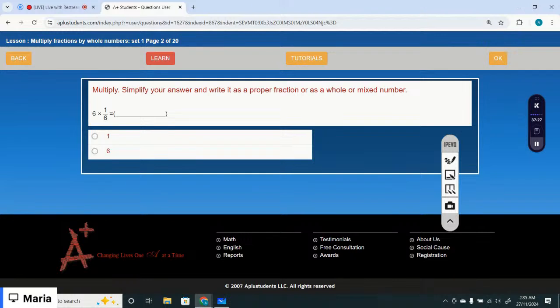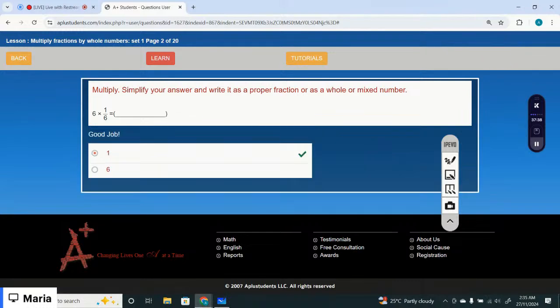Okay, the next one is 6 times 1 by 6. So which is the correct option? 6 times 1 is 6. That is 6 over 6. And 6 over 6 makes 1. So option number 1 is the correct option.